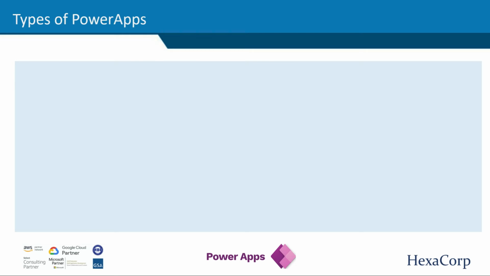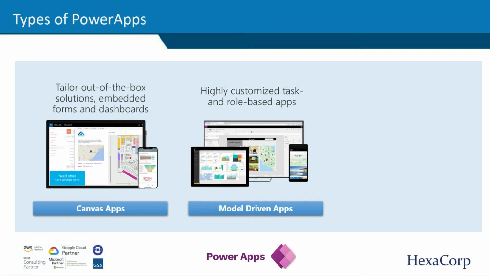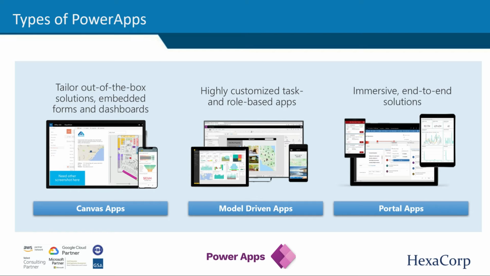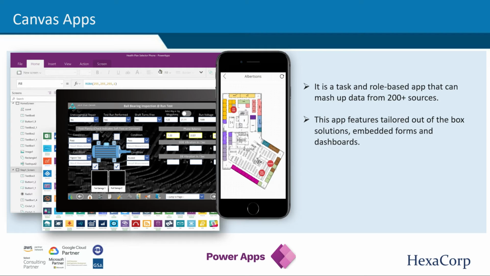What are the types of PowerApps? Canvas app, model-driven app, and portal app. Canvas app. Canvas app starts with user experience. It is a task and role-based app that can mash up data from 200 plus sources. This app features tailored out-of-the-box solutions, embedded forms, and dashboards.